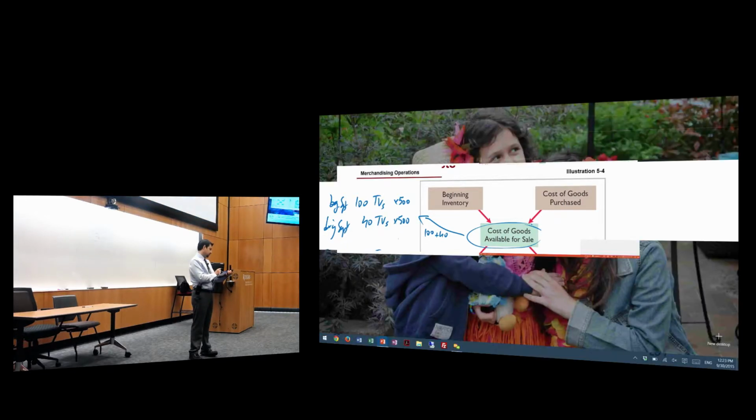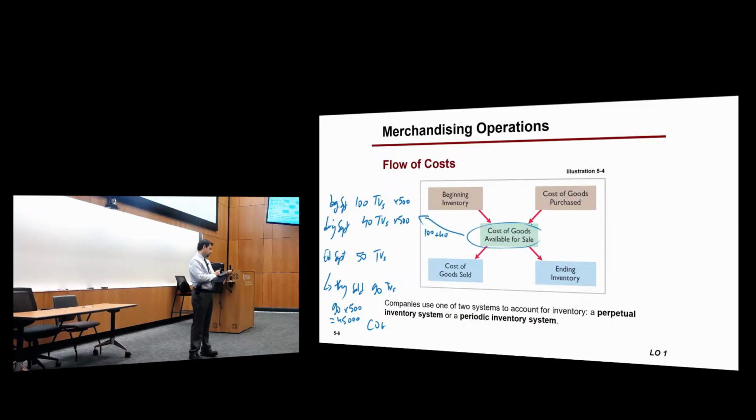This is the cost of goods sold. This is the cost of the TVs that the company sold. It's the cost of goods sold. This is the expense directly associated with selling those TVs.